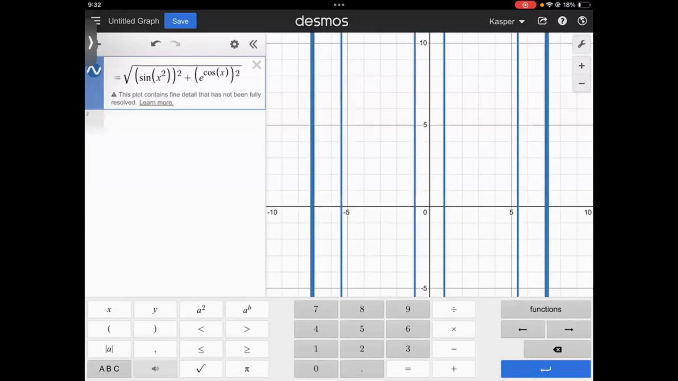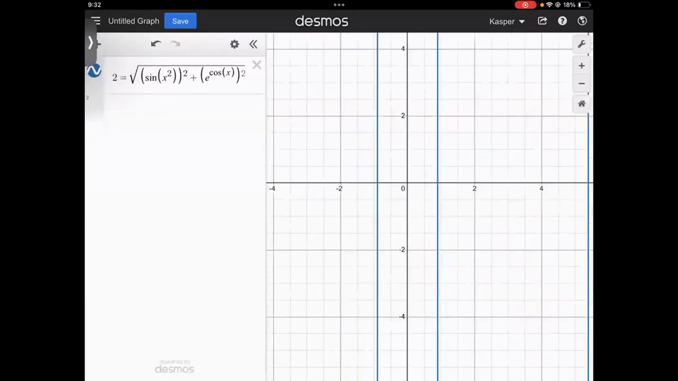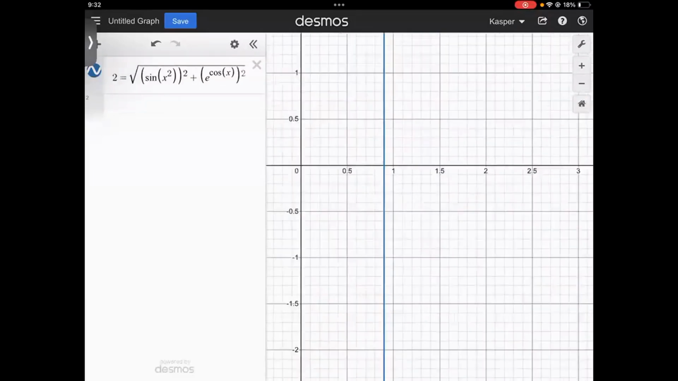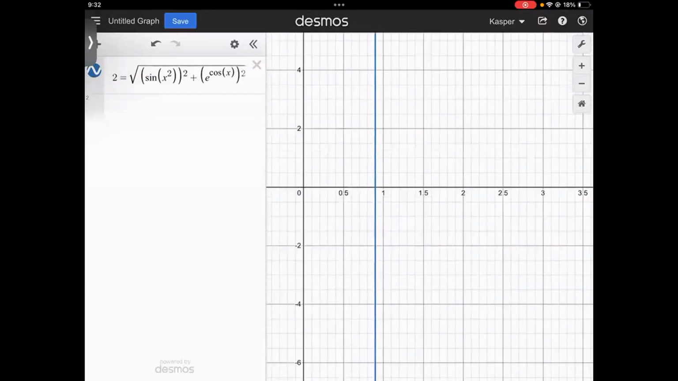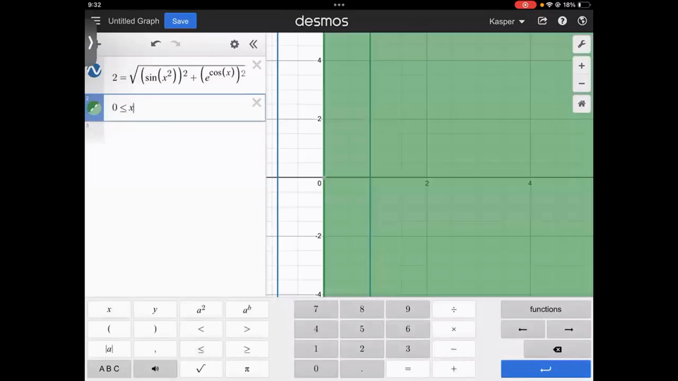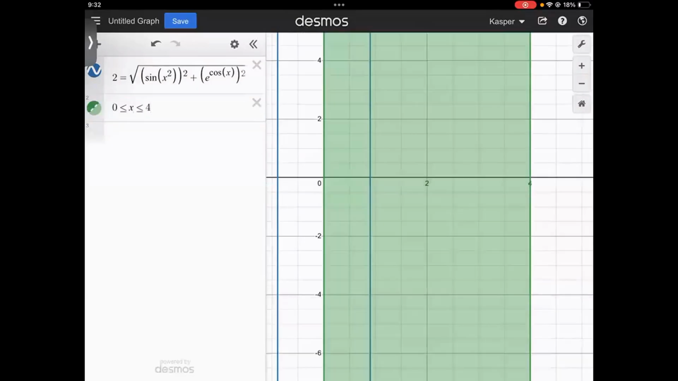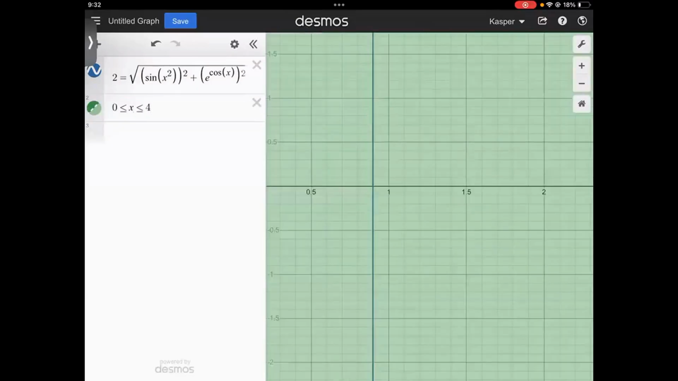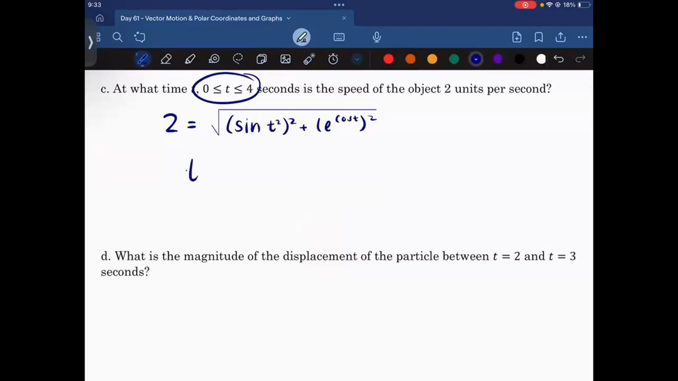Okay, so the calculator doesn't really like us right now, but the only place where it exists from 0 to 4 is right here. And if it had let us click on it, which I don't know why it won't, it gets a little rude sometimes, but we would find t equals 0.898. So that's at that time, seconds.